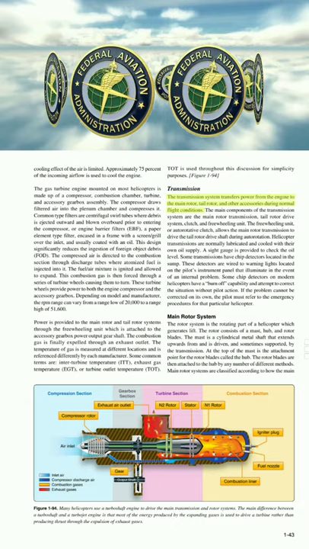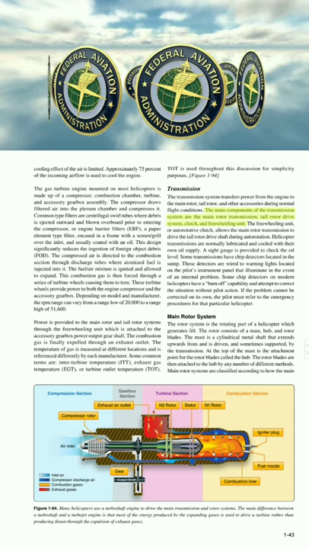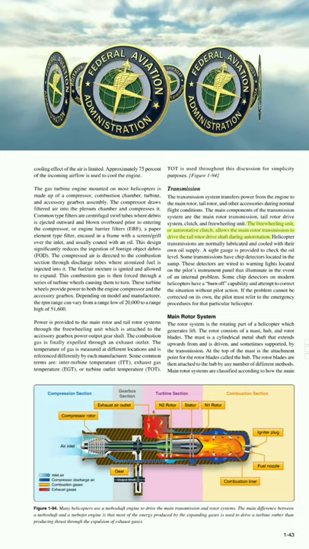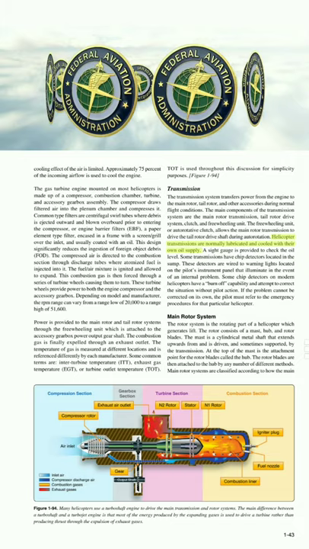during normal flight conditions. The main components of the transmission system are the main rotor transmission, tail rotor drive system, clutch, and freewheeling unit. The freewheeling unit, or autorotative clutch, allows the main rotor transmission to drive the tail rotor drive shaft during autorotation. Helicopter transmissions are normally lubricated and cooled with their own oil supply. A sight gauge is provided to check the oil level.